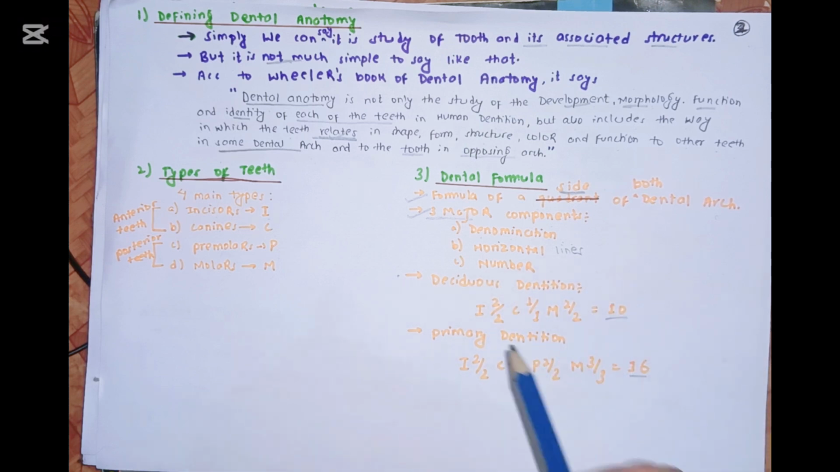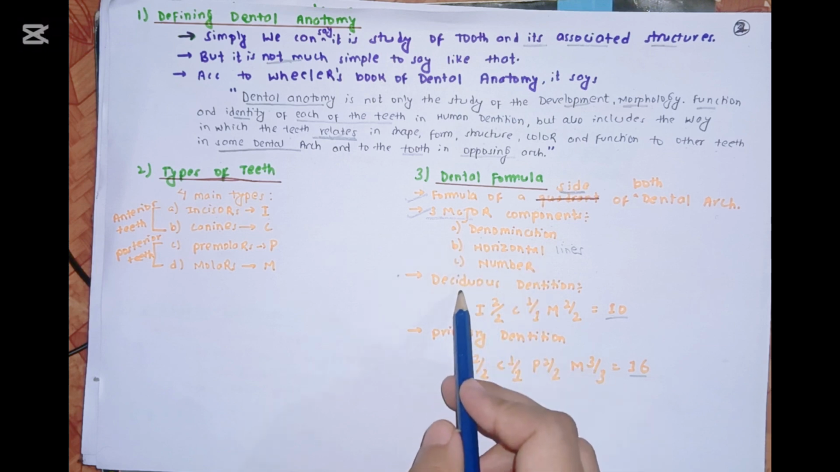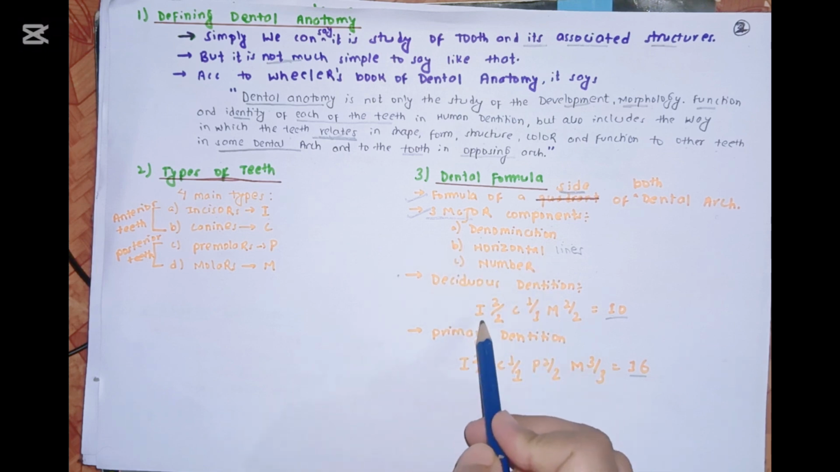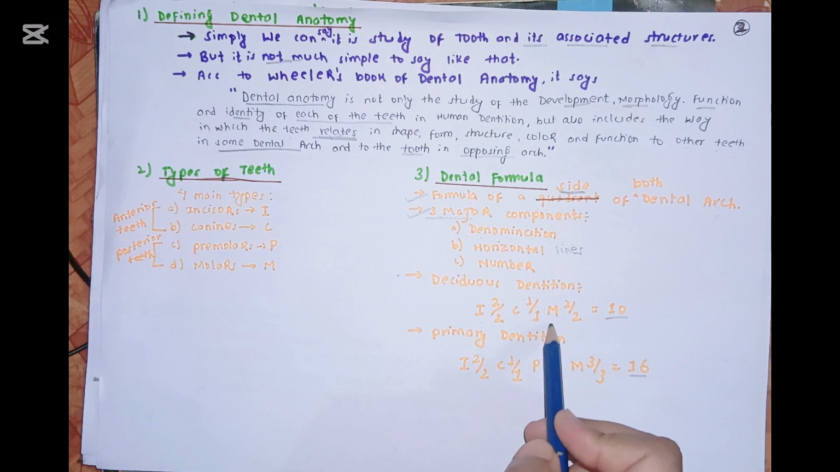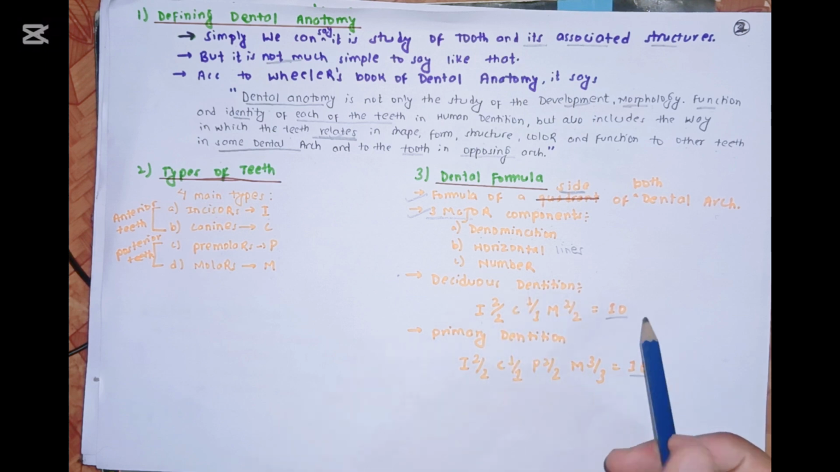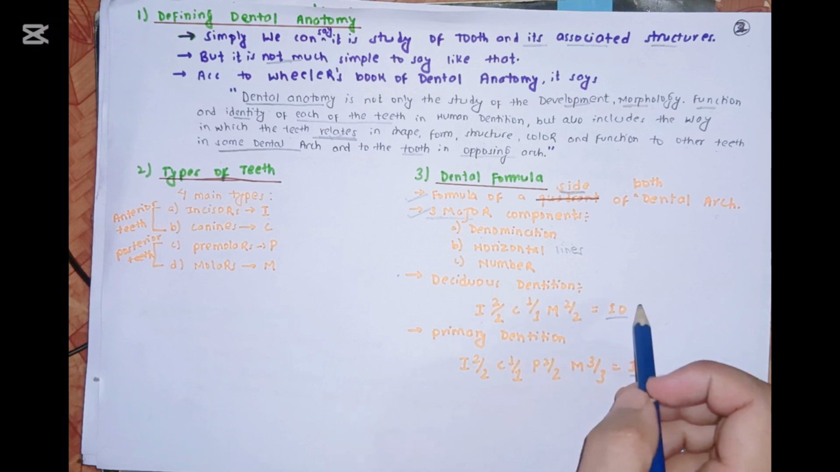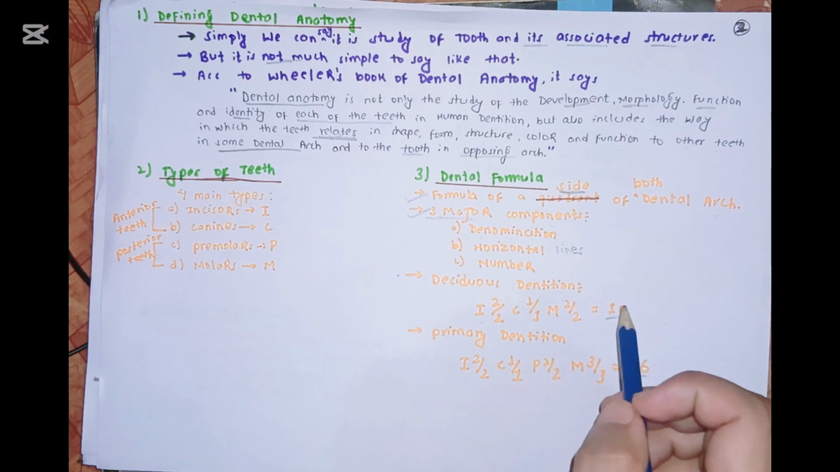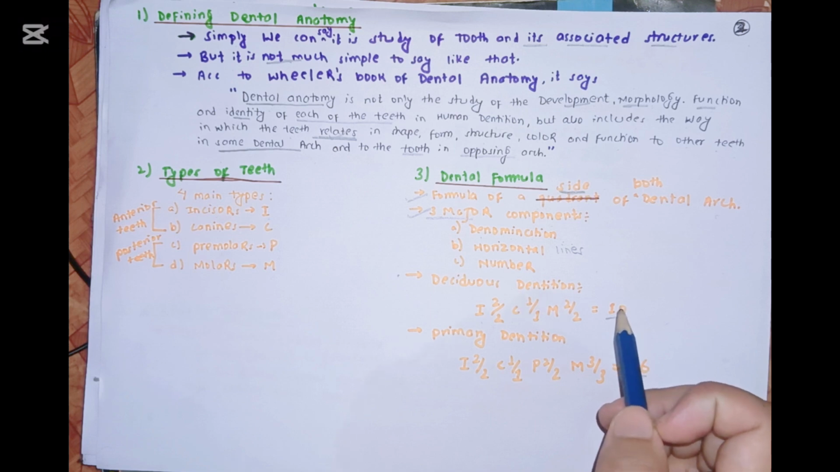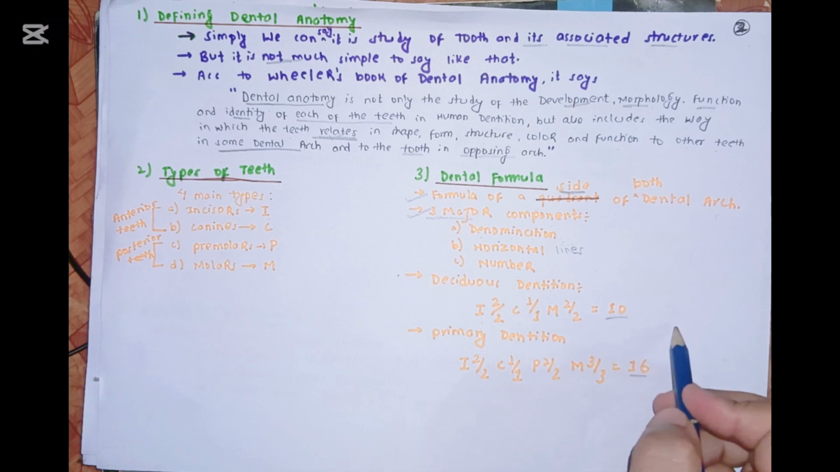Now here we can see I have mentioned the dental formula of the deciduous dentition, that is I 2 by 2, C 1 by 1, M 2 by 2. Simply we can remember it by 2 and 2. The sum of 2 plus 1 plus 2 is 5. It means that there are 5 teeth in each quadrant of the primary dentition or deciduous dentition. So in total there will be 10 teeth in each dental arch.